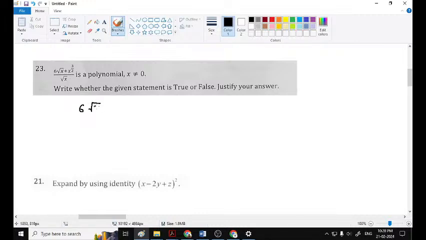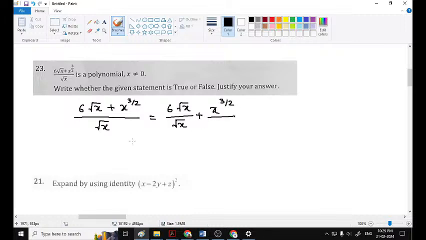Six root x plus x raised to 3 by 2 upon root x is a polynomial. Write whether the given statement is true or false and justify your answer. We can separate it like this: 6 root x upon root x plus x raised to 3 by 2 upon root x, that can be written as x raised to half. This root x will get cancelled.